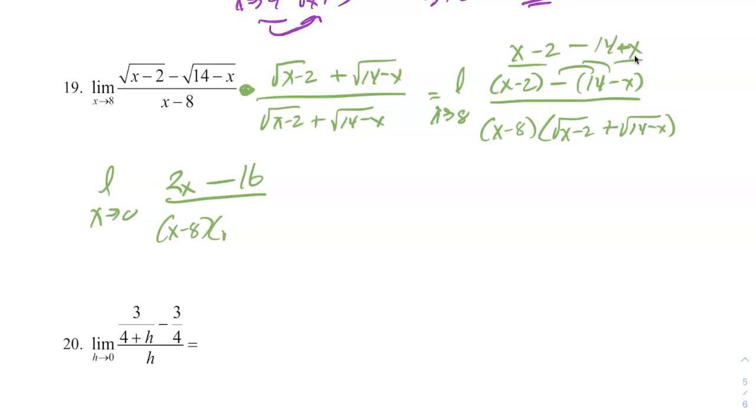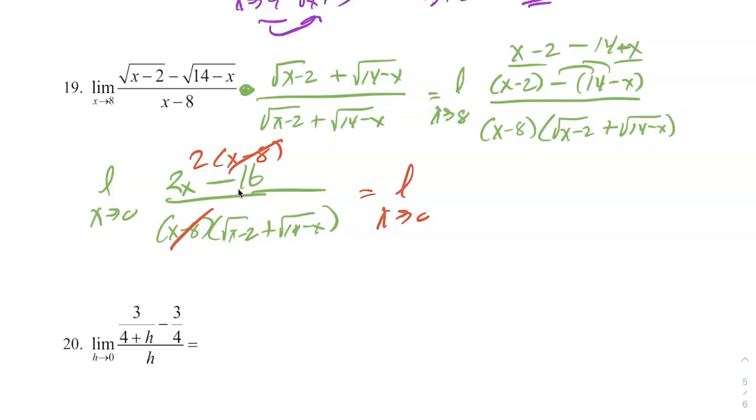And now I can see it. Look at the top there. I can factor out a 2, so it becomes 2 times x minus 8. And now the x minus 8's cancel. You have the limit as x approaches 0 of 2 over this mess. It's an 8, by the way. 14 minus, oops, 14 minus x.